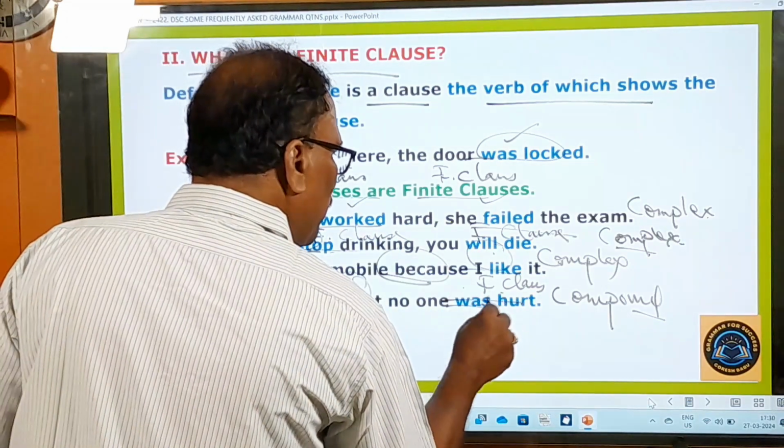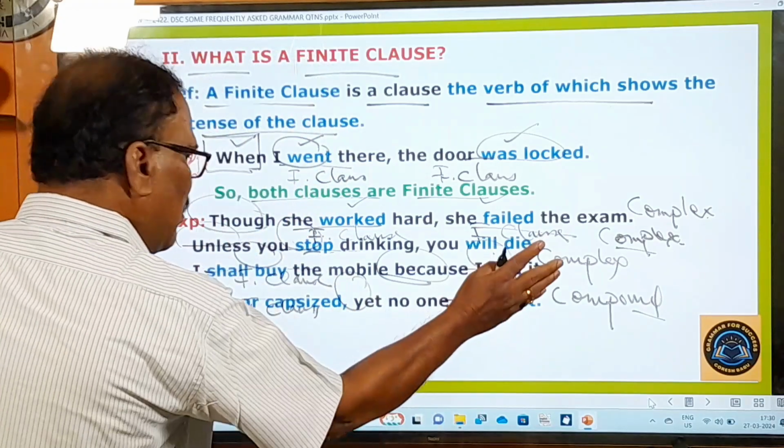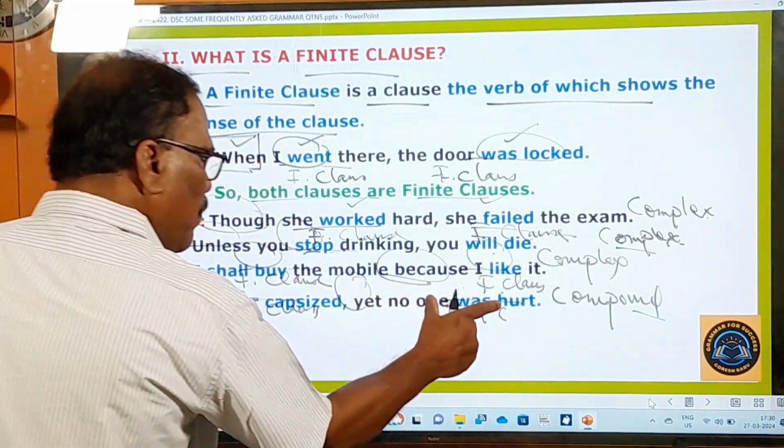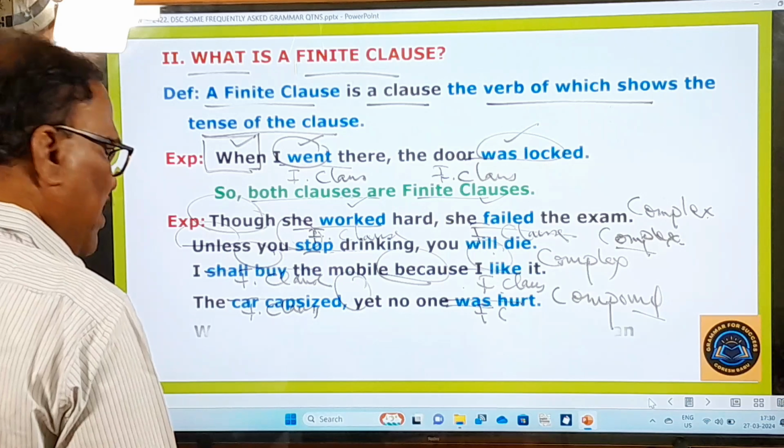In this also, the verb is showing the tense. This is a finite clause. No one was hurt. The car capsized. Finite clause. No one was hurt. Finite clause. And one more example here I would like to give you.